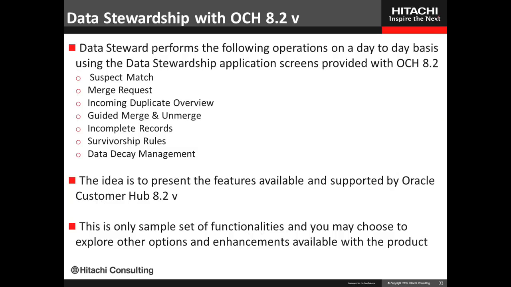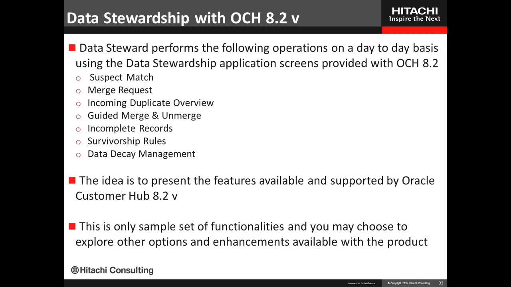Okay, so the data steward performs the following operations on a day-to-day basis using the data steward application. It does a suspect match. A suspect match is when a duplicate record comes to the Hub and it shows you this is a suspect record because I already see a golden record existing. This could be a duplicate. And then comes the merge request. The customer says, I get to see 2 duplicate records. Could you please merge them?